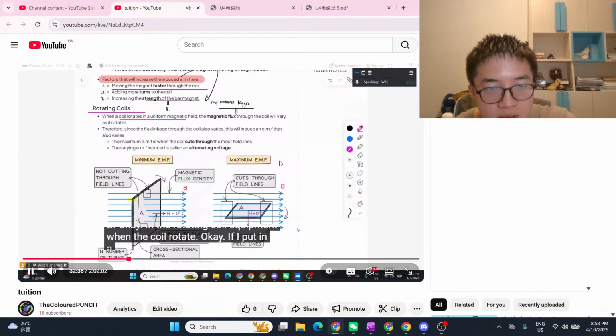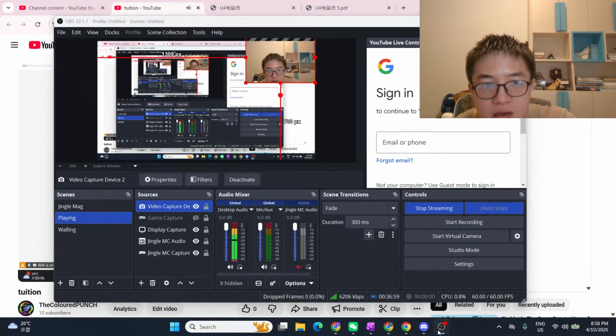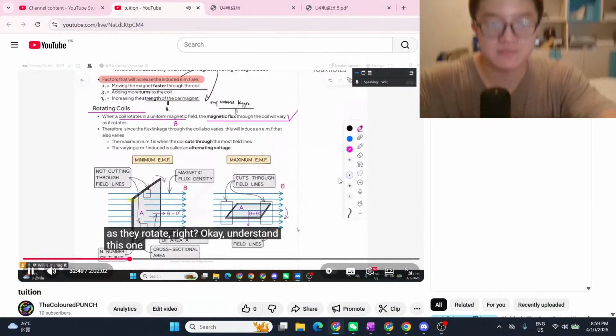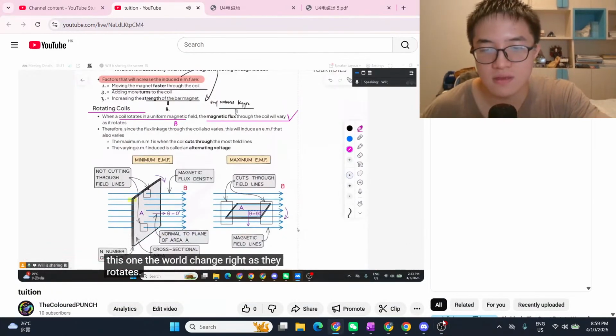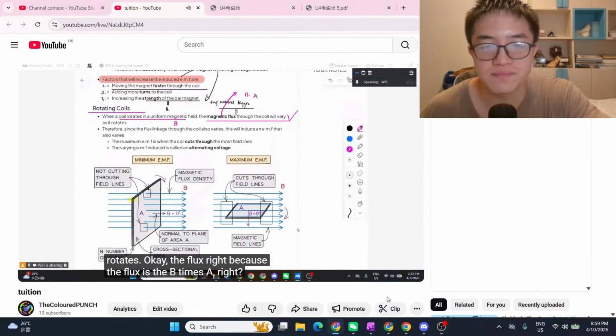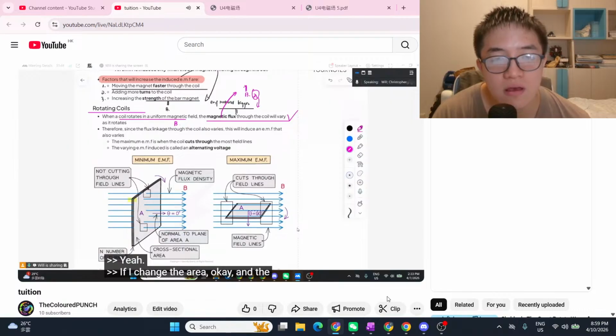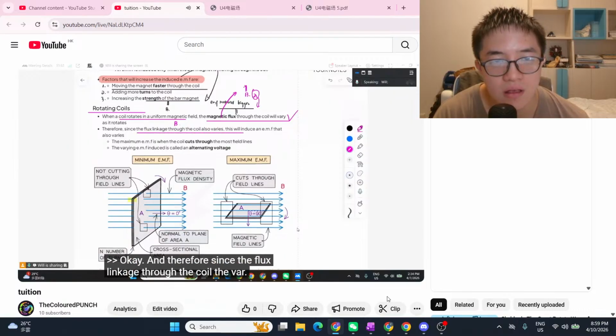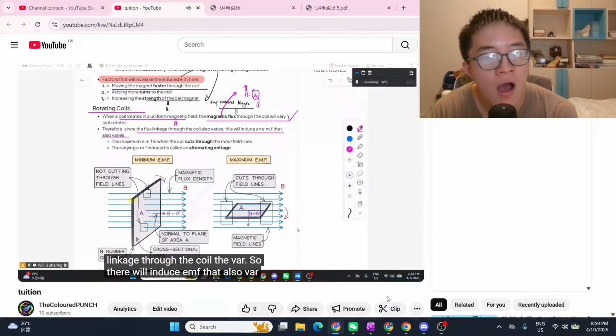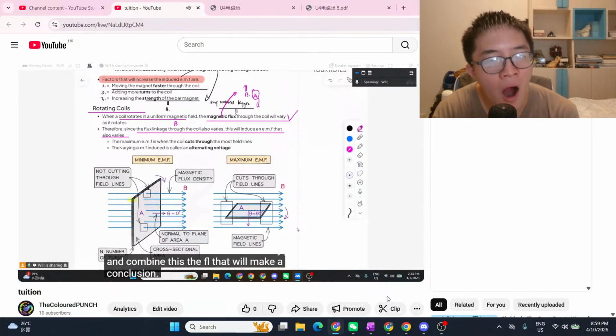Okay, if I put the coil in a uniform magnetic field, the constant B, the magnetic flux through the coil will vary as it rotates, right? Understand this one. The flux will change as it rotates, because the flux is B times A, right? Understand that B is constant. If I change the area, the flux will change. And therefore, since the flux linkage through the coil varies, the induced EMF also varies. Combine these phenomena and we make a conclusion. The conclusion is the formula.